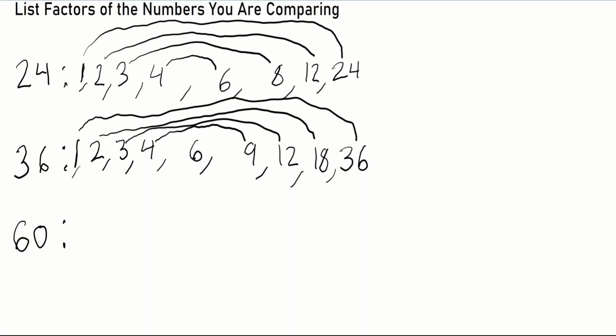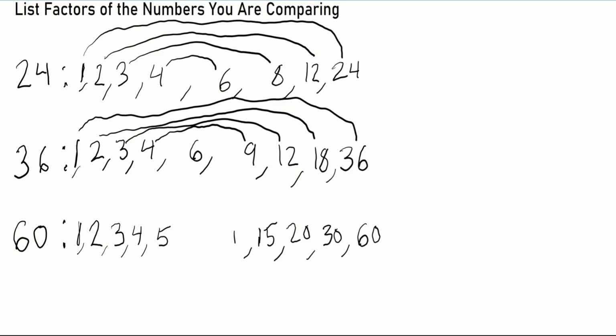Let's move on to 60. So for factors, we have 1 and 60. 2 and 30. 3 and 20. 4 and 15. 5 and 12. And finally, 6 and 10.